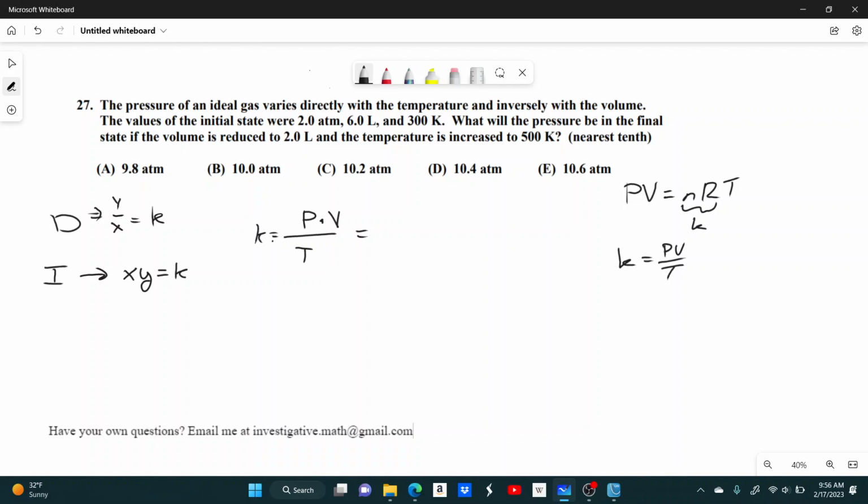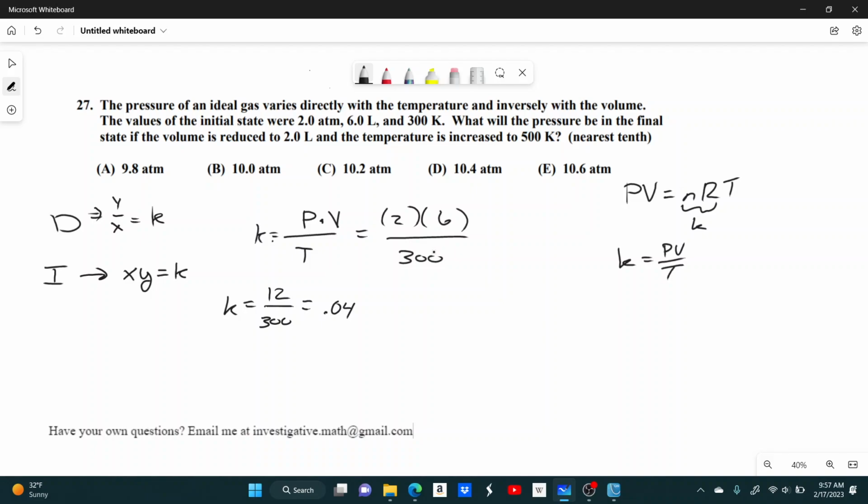In the initial state, it's 2 atm, 6 liters, and 300 Kelvin. So our pressure is 2 atm, and then it's inversely proportional to the volume, so I multiply by the volume, which is 6 liters. And then it's directly proportional to the temperature, which is 300 Kelvin, so I'll divide by 300 Kelvin. And so K is just equal to 12 over 300, which is just 0.04.